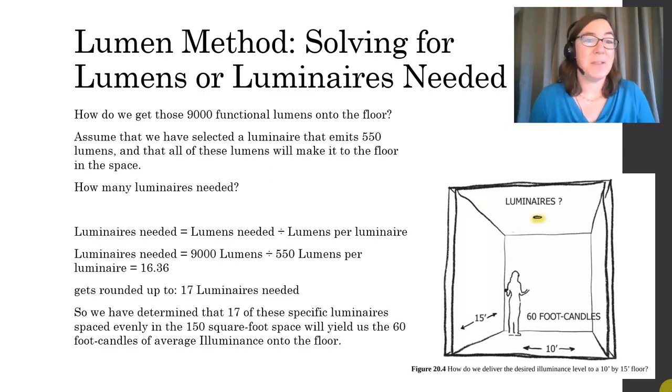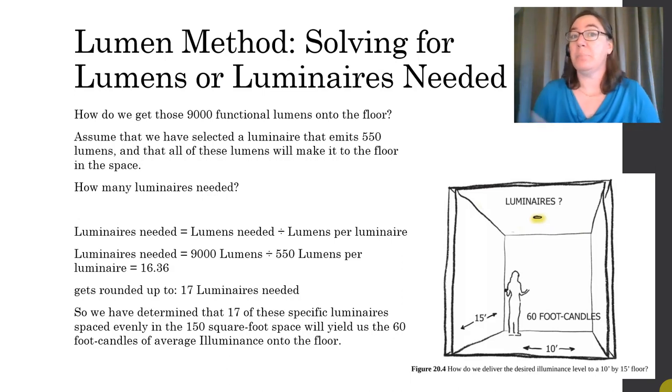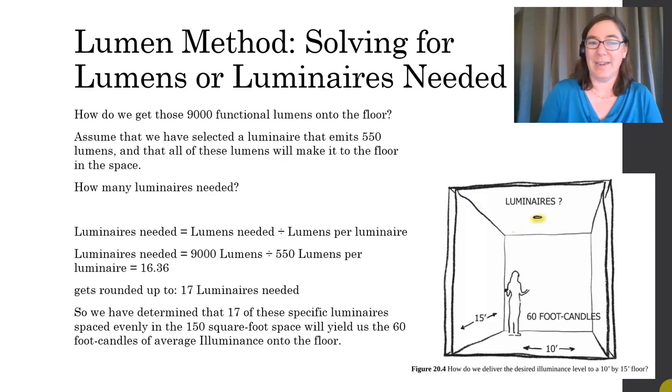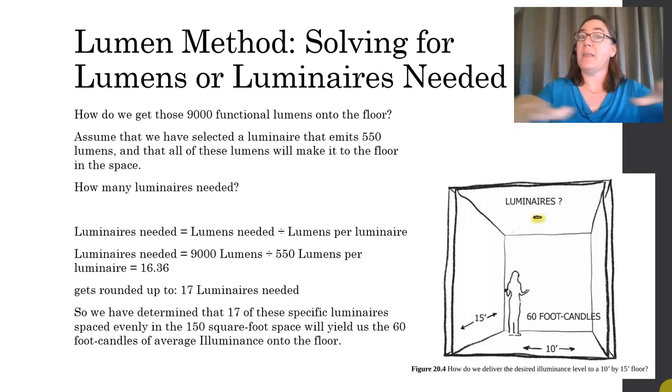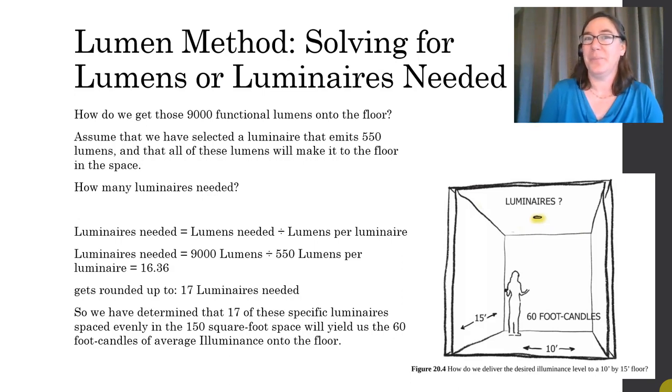All right, let's see if you got the same answer as me. We're looking for how many luminaires we need in this space. And so we're going to divide the amount of lumens that are needed by the lumens emitted per luminaire. 9,000 divided by 550, and we're going to get 16.36. Go ahead and round that up to 17 luminaires are needed. So we've determined that 17 of these specific luminaires, spaced evenly in our 150 square foot space, will yield us the 60 foot candles of average illuminance on the floor.